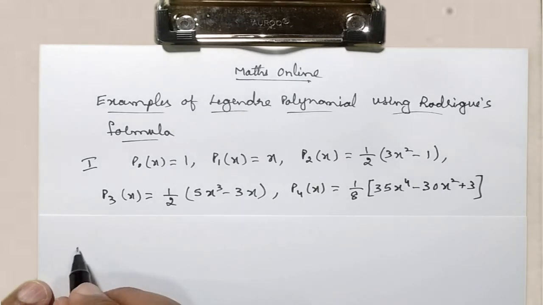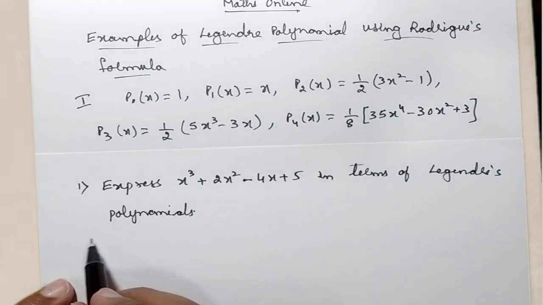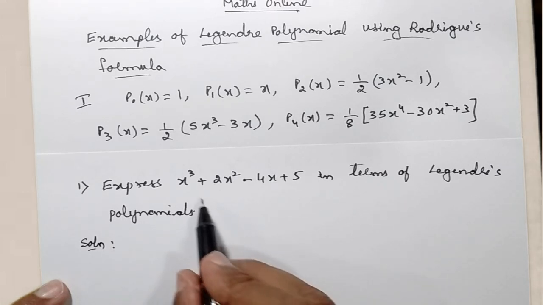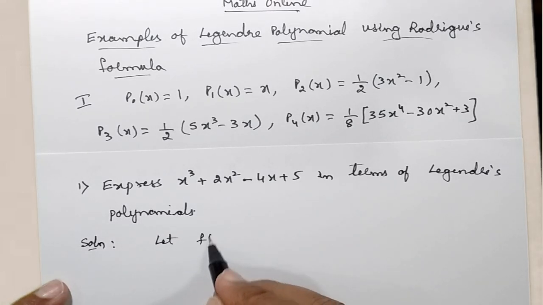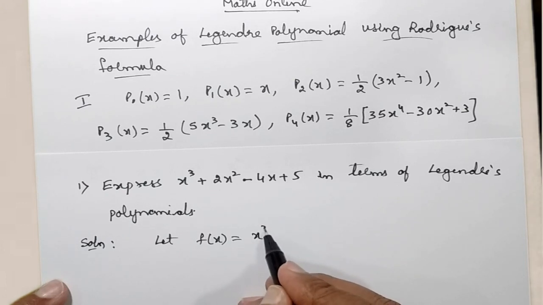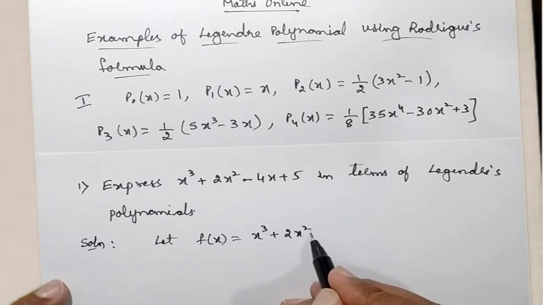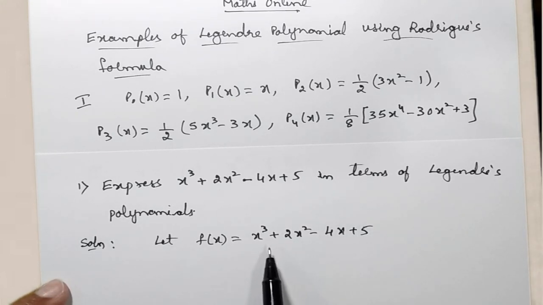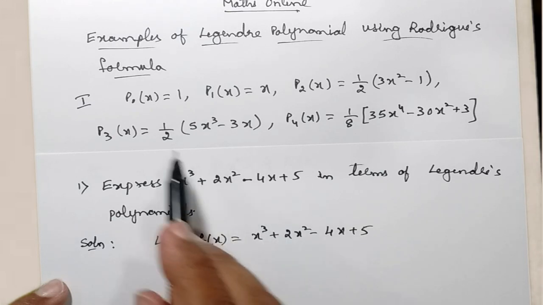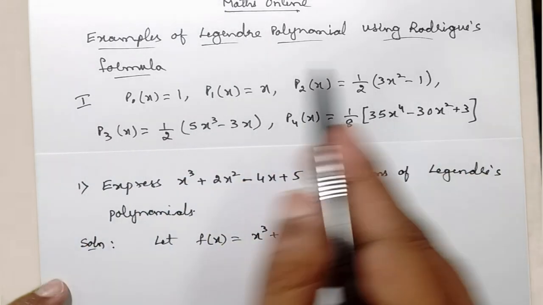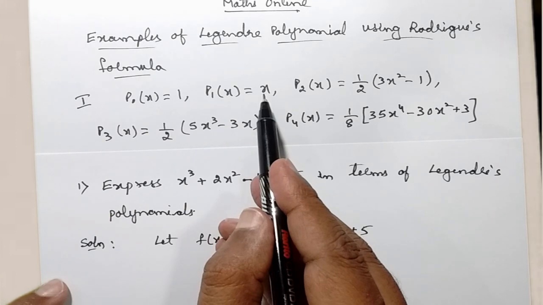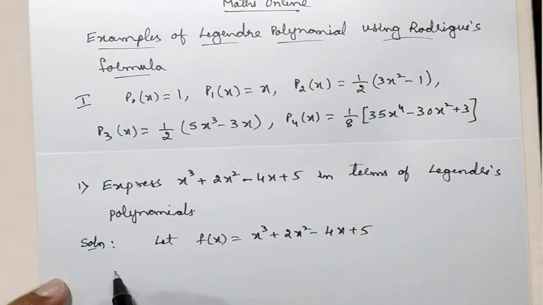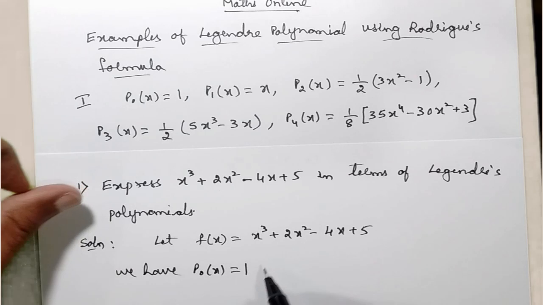So let us take an example. Let f of x be equal to x cube plus 2x square minus 4x plus 5. You can get the value of x square and x cube by using these basic results. The x value is already known, that is nothing but P1 of x. We have the value of P0 of x equal to 1. That value is already known to us.